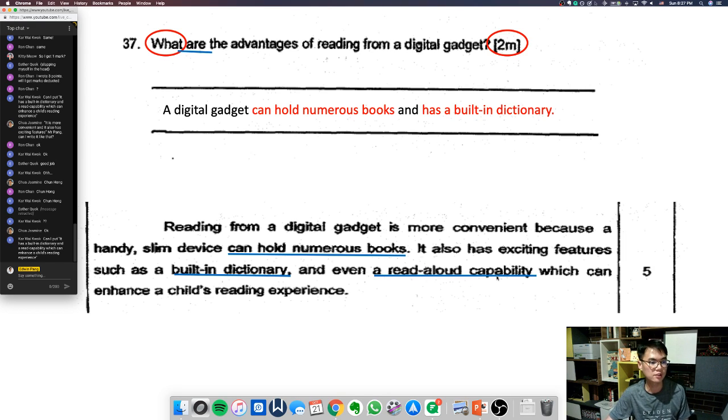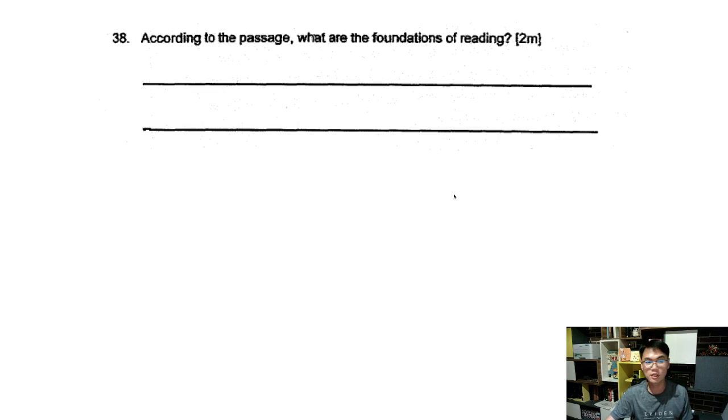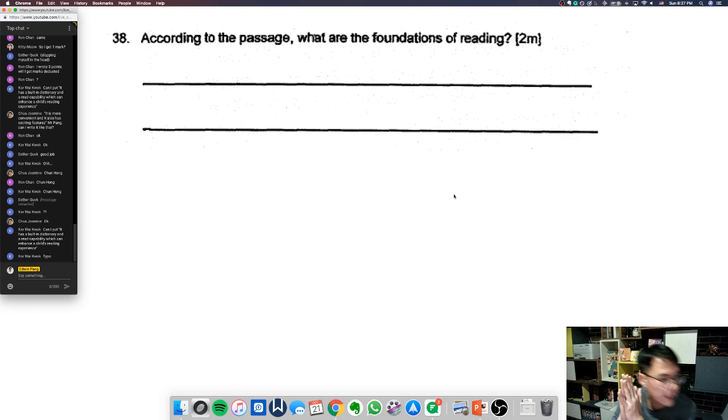Let's move on to question 38. Wow, this is taking a little bit longer than I expected, but never mind. We're making good time. According to the passage, what are the foundations of reading? So let's see. Who should I ask? Maybe I'll ask Chun Hong to... Yeah, okay then. Kaylin, you get the full 2 marks if it's a typo. Chun Hong, can you answer question 38? According to the passage, what are the foundations of reading?